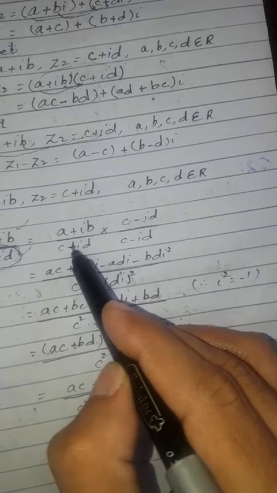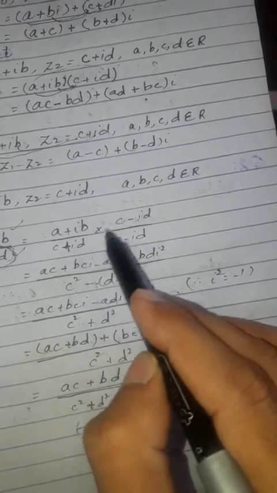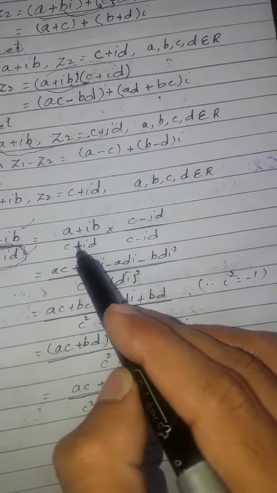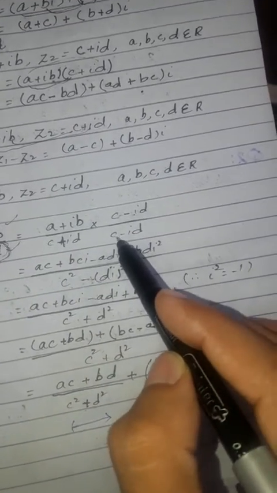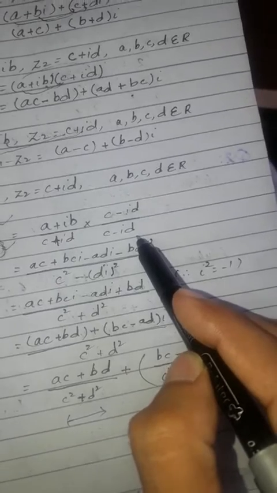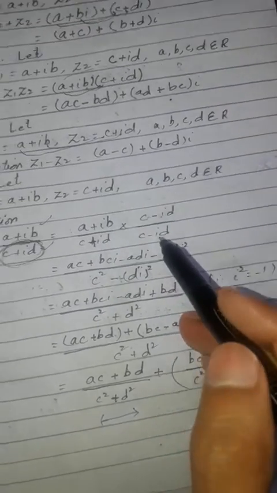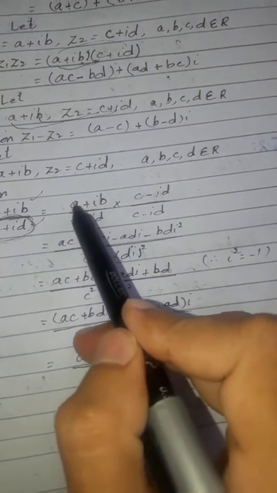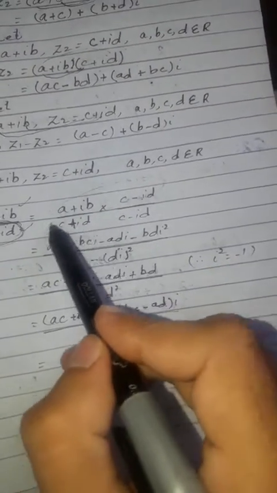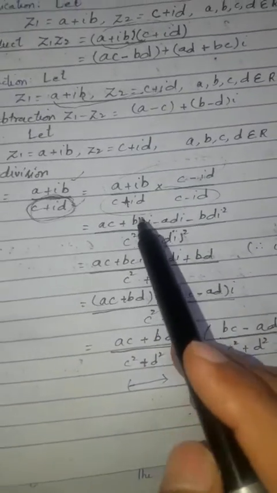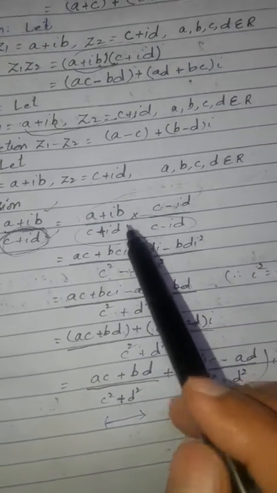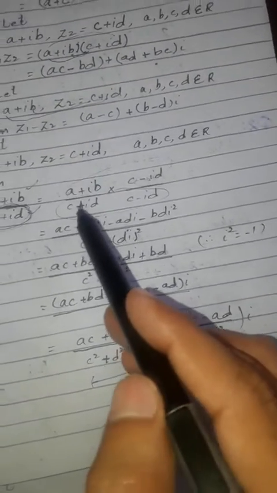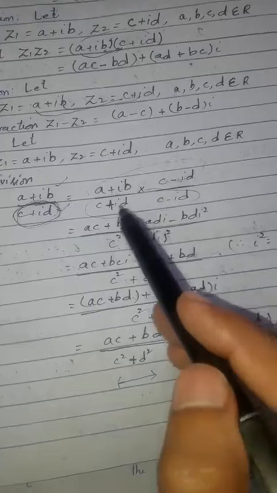So what is this? This is c plus iota d. And what is this? This is c minus iota d. What is the difference? Only the difference of sign, plus and minus. So next you have to multiply numerator with numerator and denominator with denominator. This is the process. You can also use the direct formula, or you can multiply step by step.